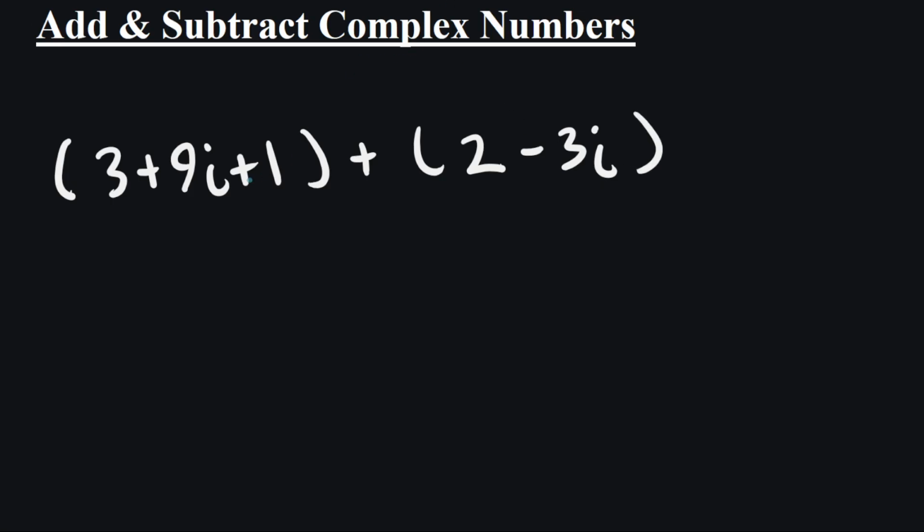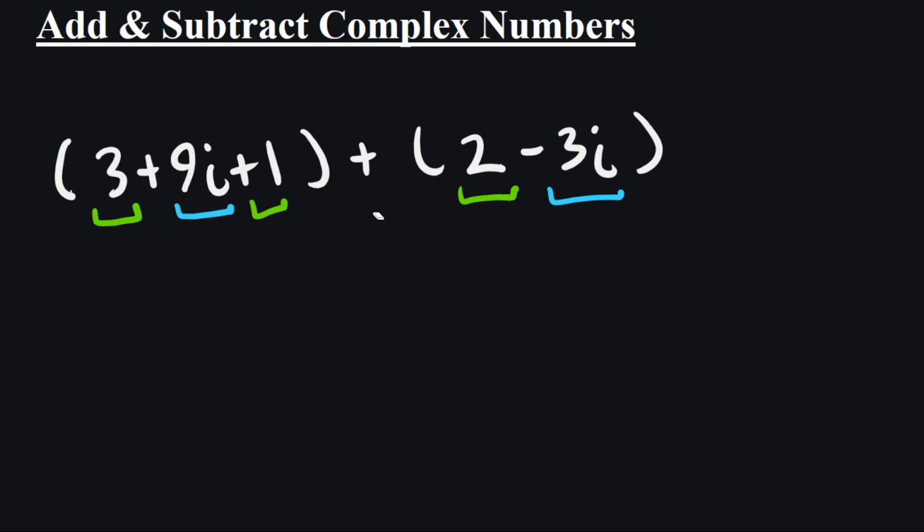As you can see, we have a few complex numbers. We have imaginary numbers right here in blue, 9i and negative 3i. And we have some real numbers as well that I'll underline in green, 3, 1, and 2. So it's very similar to adding and subtracting binomials. In this case, we're adding both of them.